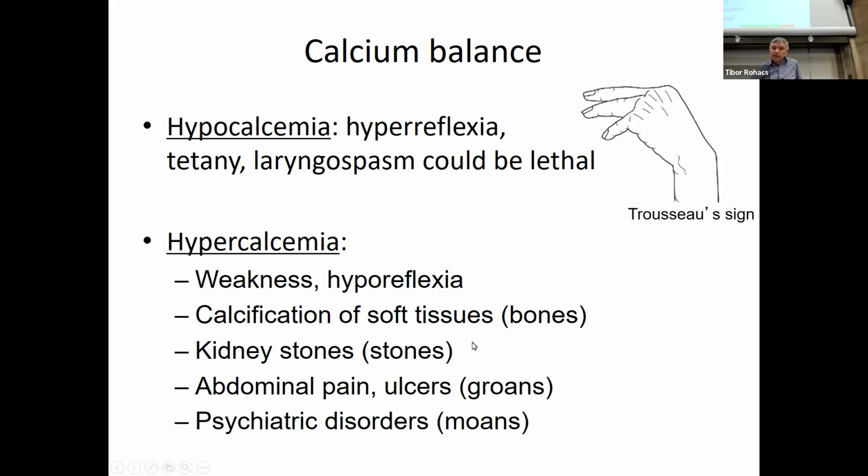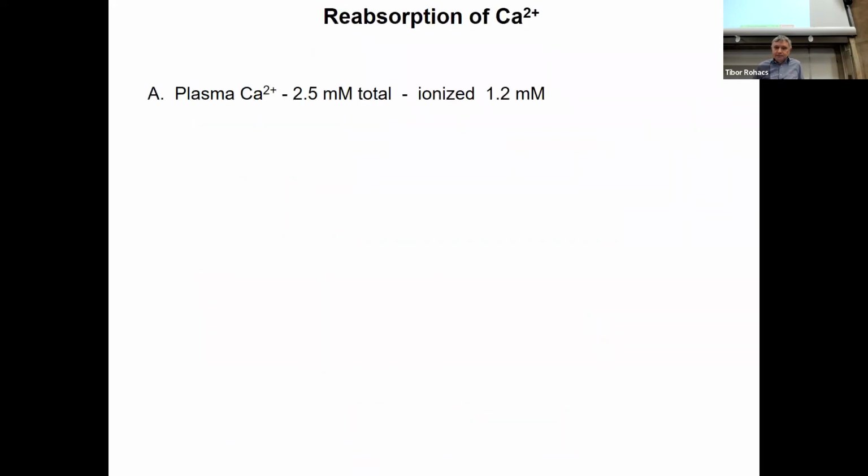Hypercalcemia is also problematic. You have this mix of symptoms: bones, stones, groans, and moans. It's an old way to remember it. And so when we look at calcium in the plasma, calcium is found in half free form and half bound to mainly plasma albumin. What is important in determining the excitability is the ionized calcium concentration.